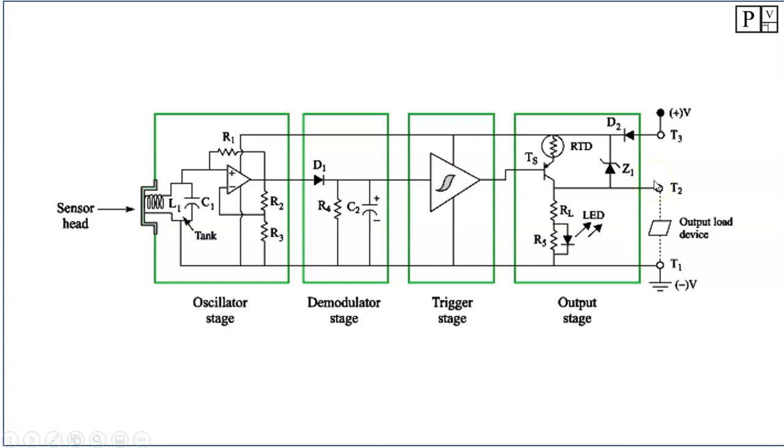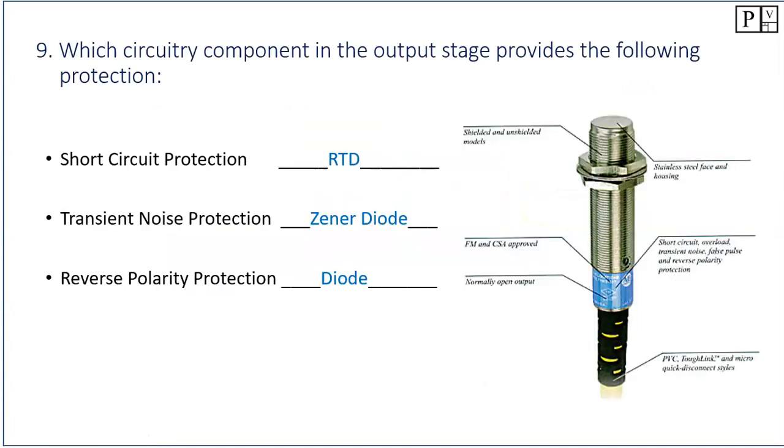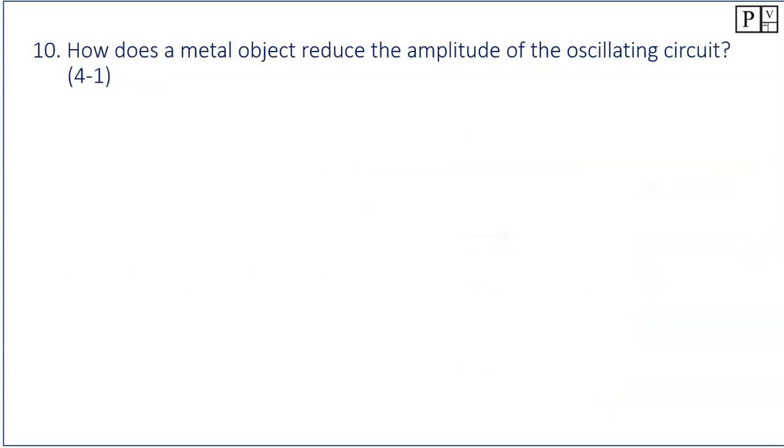Okay, let's take a look at this one because this one's a little bit more convoluted. Is this one a PNP or an NPN? Well, let's take a look. This one is the output load, right? That's the PLC. Looks like the PLC is already referencing the negative, and it looks like we are switching the positive to the PLC. So this one would be an example of a PNP sensor. Okay, so the 3 components are the RTD, the zener diode, and the diode, providing all that protection. Excellent. Let's move on to number 10.